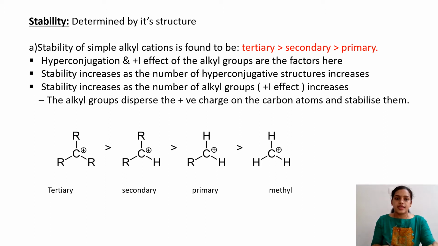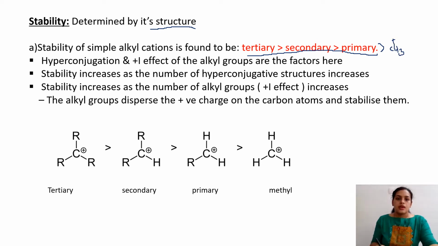Regarding stability, it is normally determined by its structure. For simple alkyl carbocations, the stability is found to be that tertiary is the most stable, then comes secondary, then primary, and the last one is methyl.